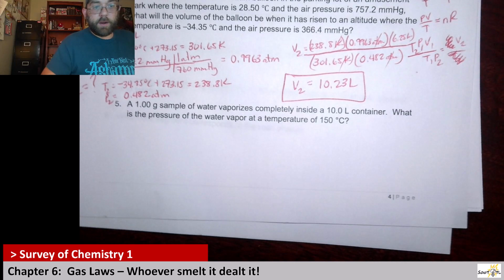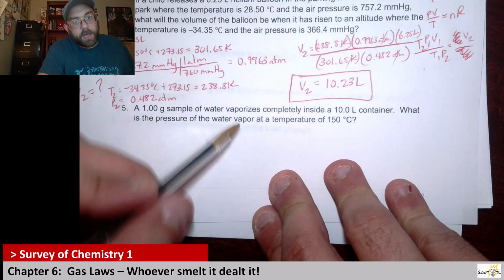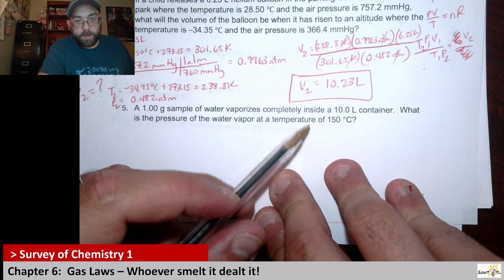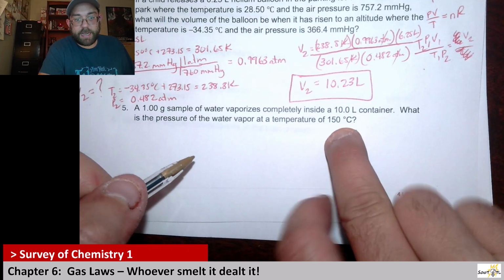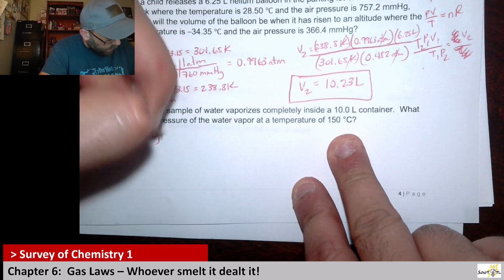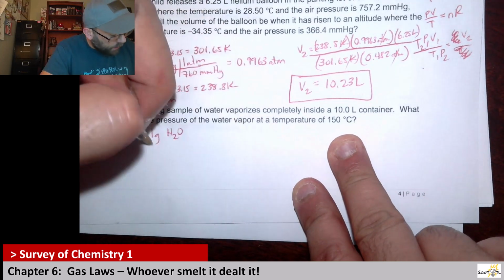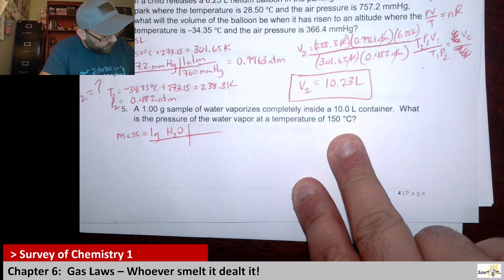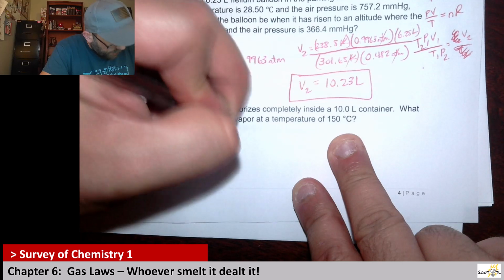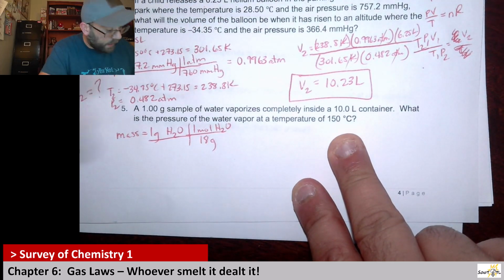Next up, number 5: you have a 1 gram sample of water that vaporizes completely inside a 10-liter container. What is the pressure of the water vapor at a temperature of 150 degrees C? So let's think about what we have. We have a mass of 1 gram of water. Can I get the number of moles? I certainly can, because 1 mole of water is approximately 18 grams. It's 16 plus 2, more or less, off the periodic table.